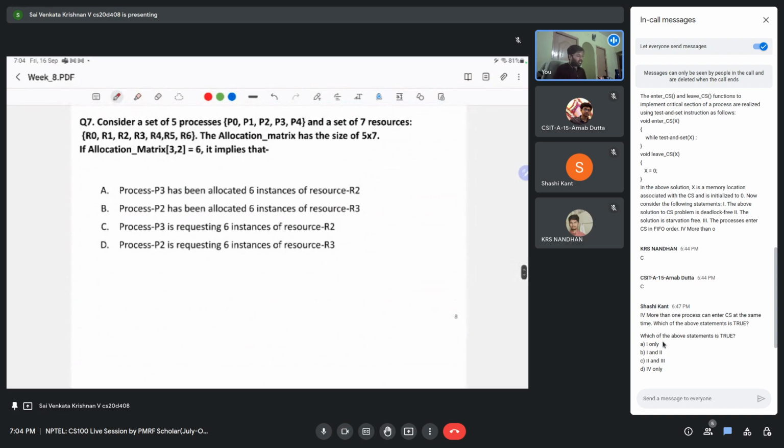So, consider a set of processes P0 to P4, 5 processes, and we have 7 resources, and the allocation matrix has the size of 5 cross 7. And say if a particular allocation matrix element 3 comma 2 equals 6, what does it imply? Out of the following four options, given this assignment in the allocation matrix, which are correct?